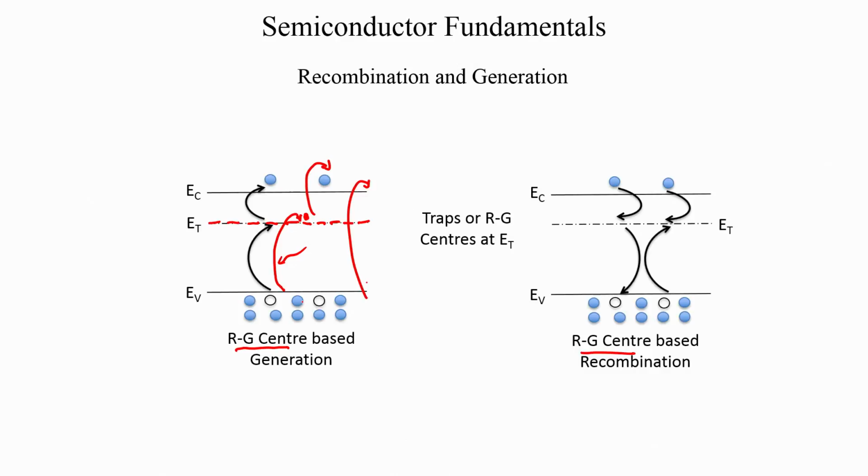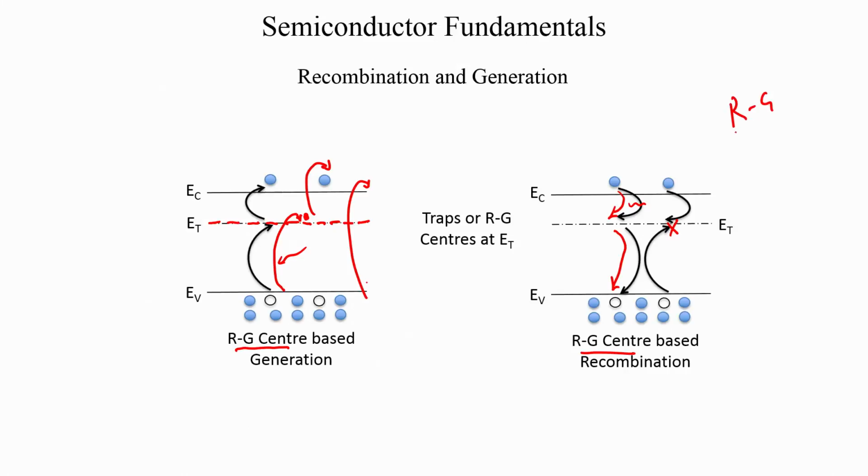The RG center based recombination mechanism is the exact opposite. So, you have an electron in the conduction band and this electron falls into this trap state, releases a small amount of energy, and then it drops down into the valence band, or it could simply recombine at the location of the trap state. So, these are the generation and recombination mechanisms involving a RG center.